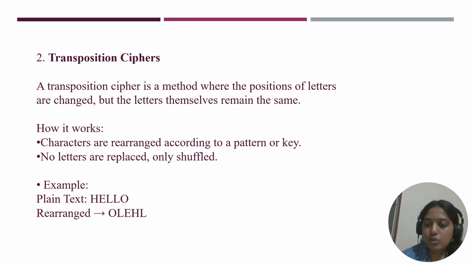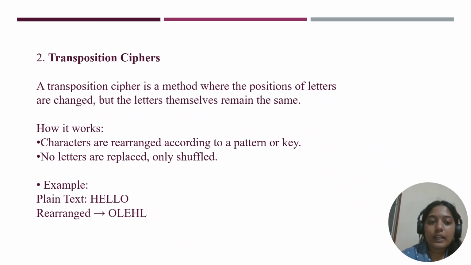Next one is transposition ciphers. So it is a method where the positions of the letters are changed, but the letters themselves remain the same. It works basically like the characters are rearranged according to a pattern or a key. No letters are replaced, it is only shuffled.